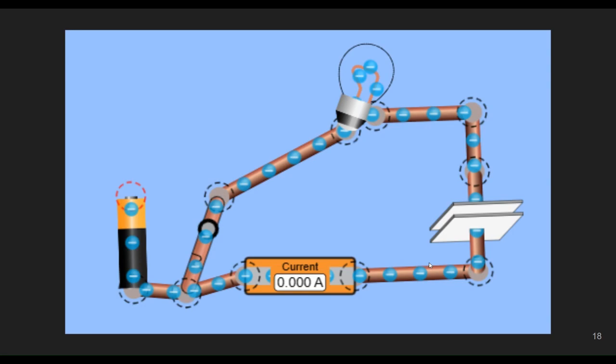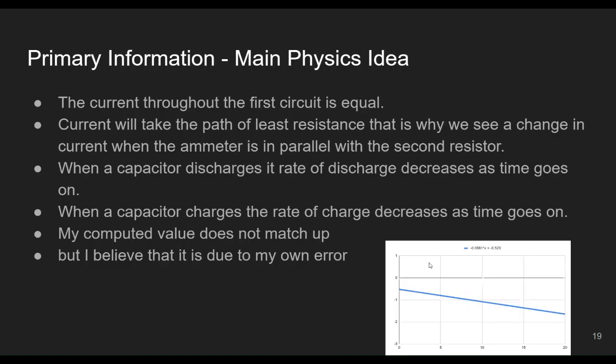Here's an image of the capacitor. And the current through the first circuit is equal, so the current will take the path of least resistance, as I was talking about before. When a capacitor discharges, its rate of discharge decreases as time goes on, and when a capacitor charges, the current decreases as time goes on. And then my computed value didn't match up, but I believe that is due to my personal error. I had a negative 0.561.